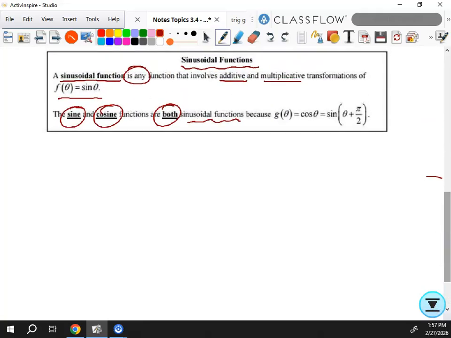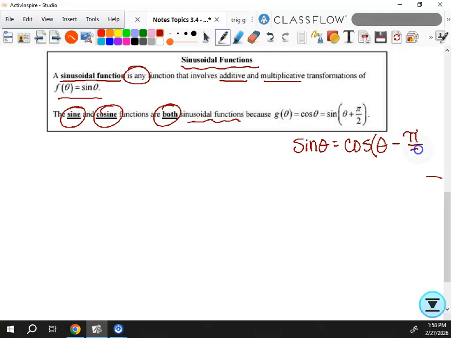just like I said before, to get cosine, I can take sine and move it to the left pi halves. That's what this says right here. Or to get sine, I can take cosine, and which direction would I have to move cosine to make it into sine? To the right, which means this would be minus pi halves.